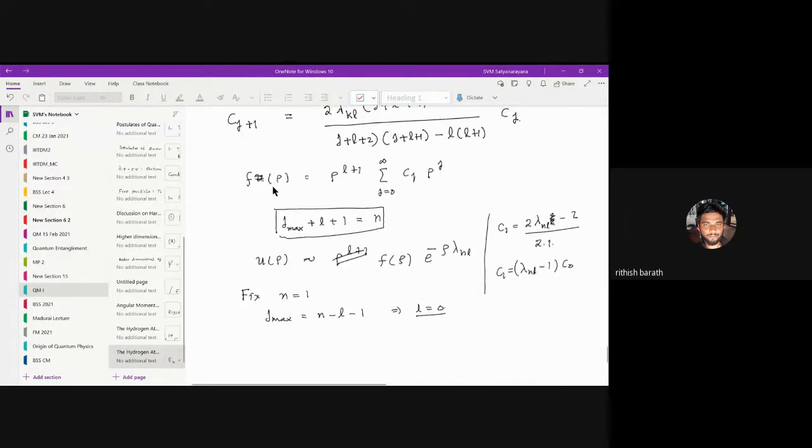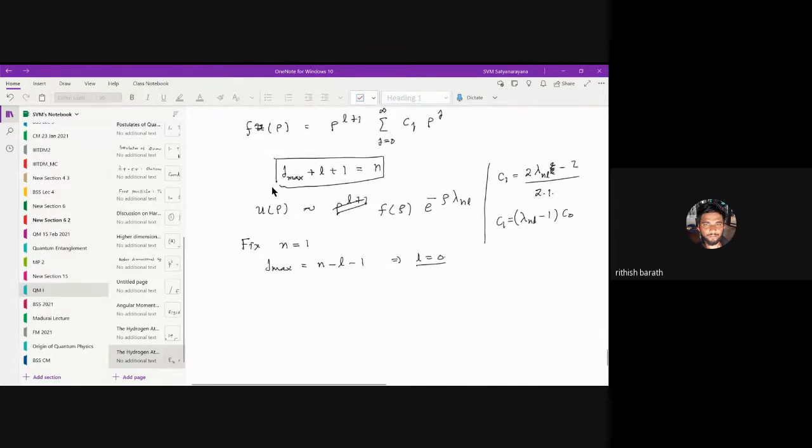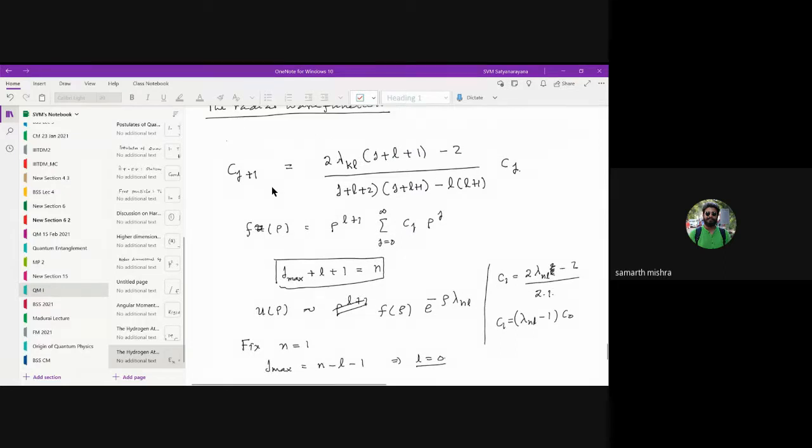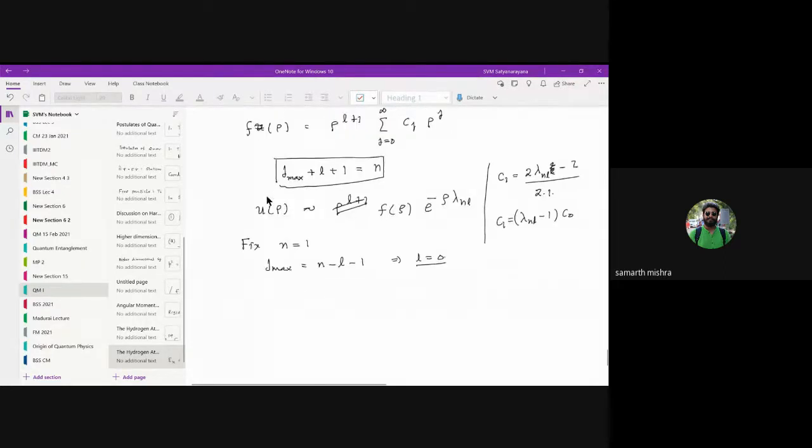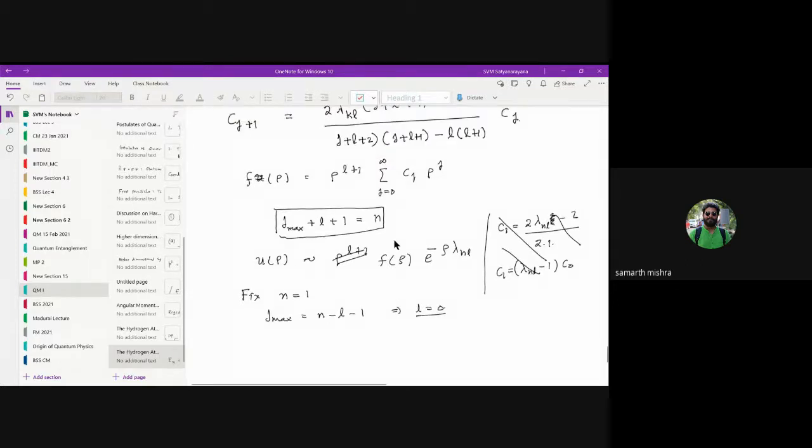Okay, so lambda_kl is what? 1 by n, right? That is also 1. So C1 is 0. Yeah. So how is this lambda_kl written as lambda_nl when you are writing the recurrence relation, again by putting l equal to 0?